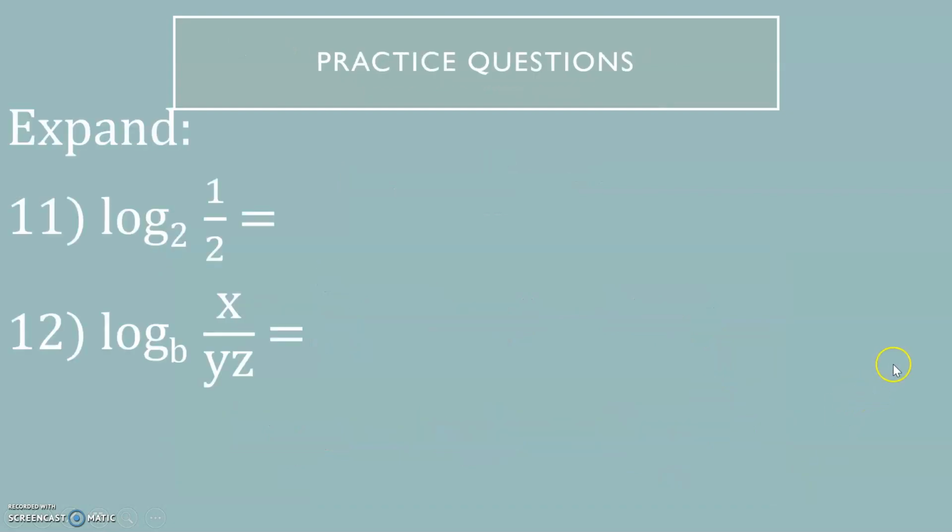Examples. Number 11, log base 2 of 1/2. We will write a logarithm for the numerator and for the denominator, both base 2. And because of the quotient, we subtract. This allows us to simplify. Log base 2 of 1 is equal to 1. It is not. It's equal to 0. And log base 2 of 2 is equal to 1. Since we were subtracting, 0 minus 1 is -1.